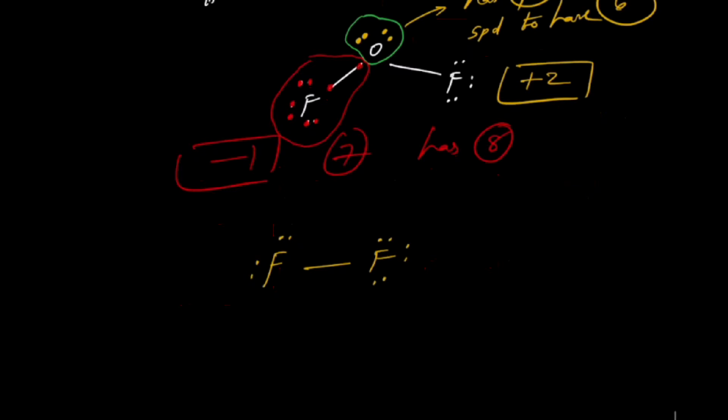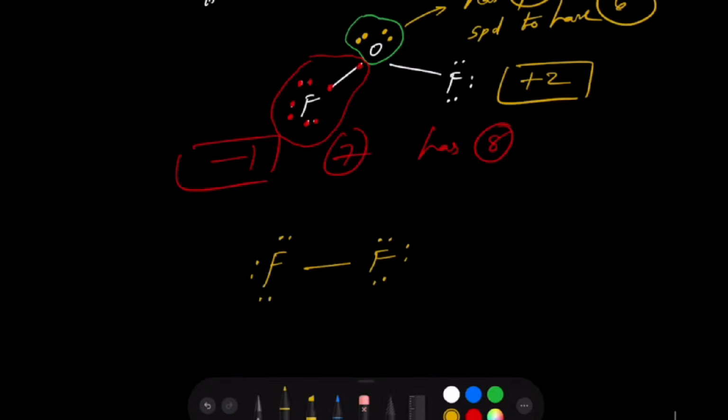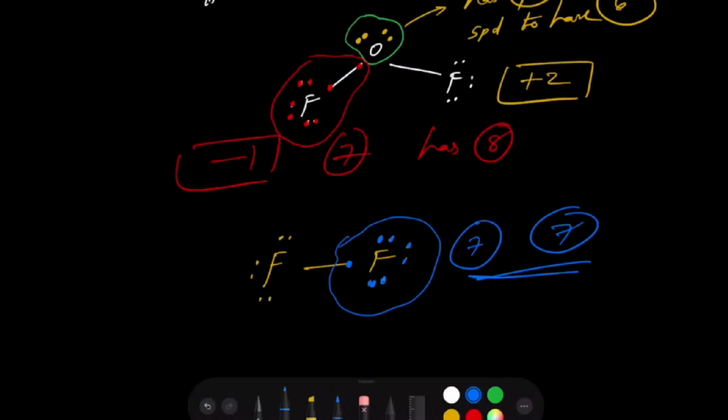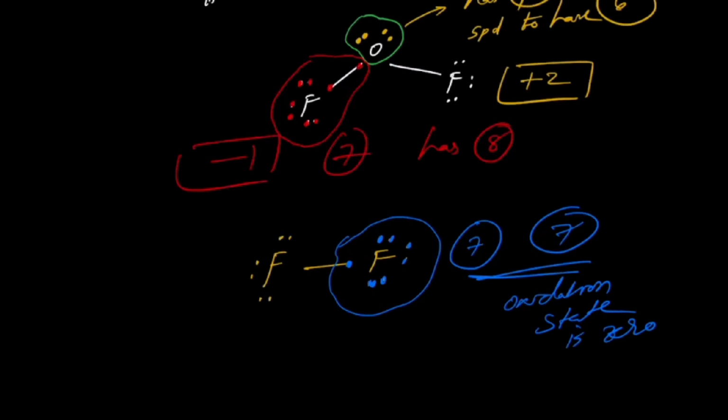Elemental form is fluorine attached to fluorine. Here it will bear zero oxidation state. You know why? Just do the partition. This will be shared equally because on the other side also you have fluorine. So 1, 2, 3, 4, 5, 6, 7. Total 7. It is supposed to have 7 and it has 7. That's why oxidation state is 0. Clear? This is all about oxidation states. You have to be clear by now about oxidation states.